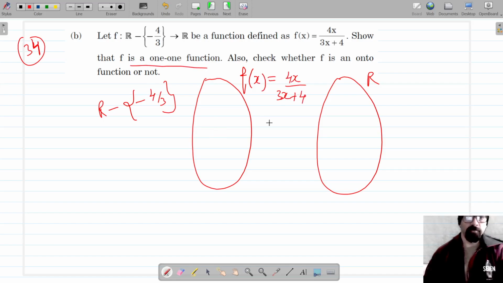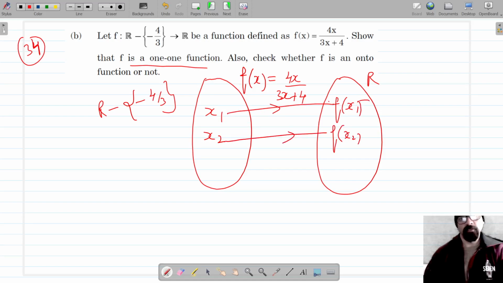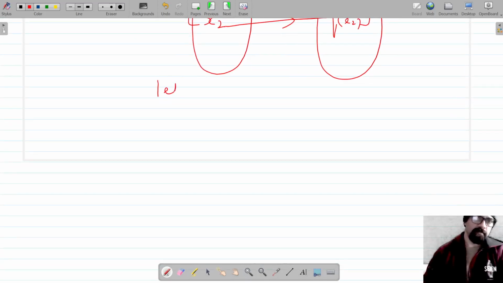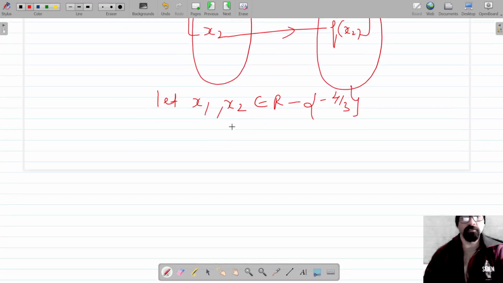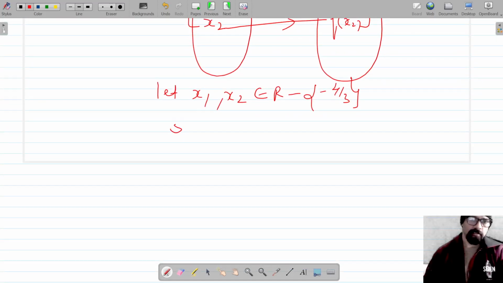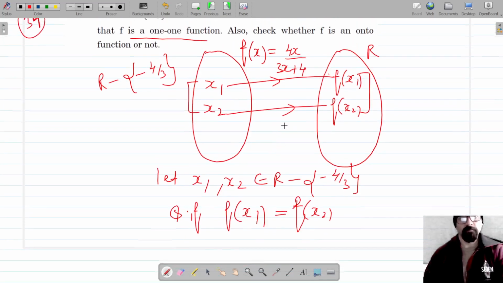So we have to check whether it's one-one or not. For that we will take two real numbers, and let's say these are their two images, and we will make them equal. If these two become equal as well, that means f is one-one. So let's say x1 and x2 belong to all real numbers except minus 4 by 3, and if f of x1 is equal to f of x2, let's see what result we get.